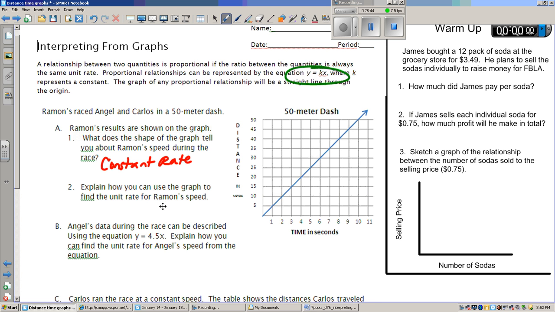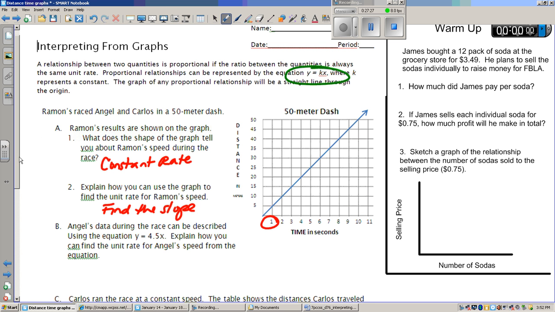Explain how you use this graph to find the unit rate for Ramon's speed. Well, remember, we just talked about unit rate. We're looking for the 1 second mark. All right, so at 1 second, how far has Ramon traveled? He's traveled 5 meters. So you can use the graph to find unit rate by finding the slope. Right? Rise over run. His distance increased by 5 times 1.